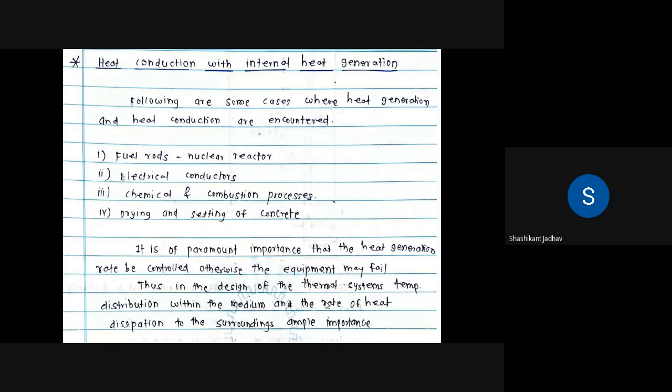So now write down the next point, that is heat conduction with internal heat generation. Whatever part we have covered up to yesterday's lecture, in that part we have not considered the internal heat generation. That means in the component we considered, we did not consider internal heat generation. There are so many examples where heat generation in that component takes place.